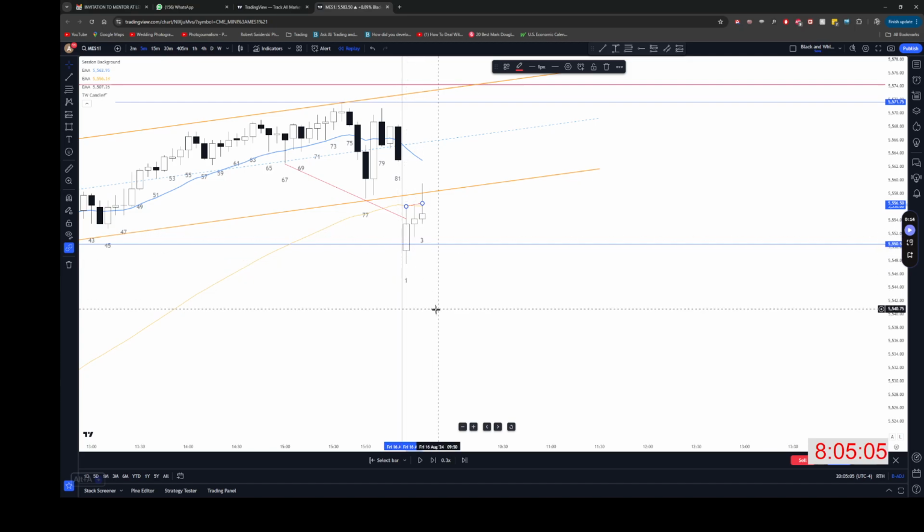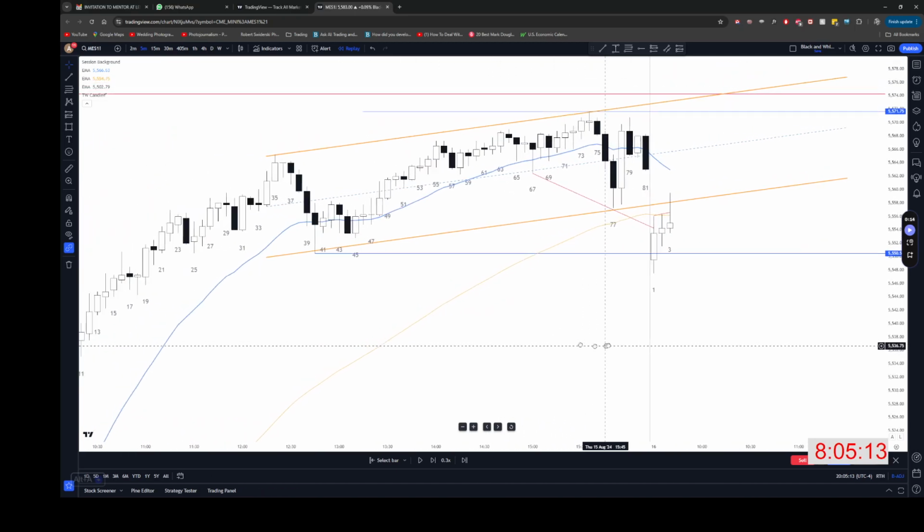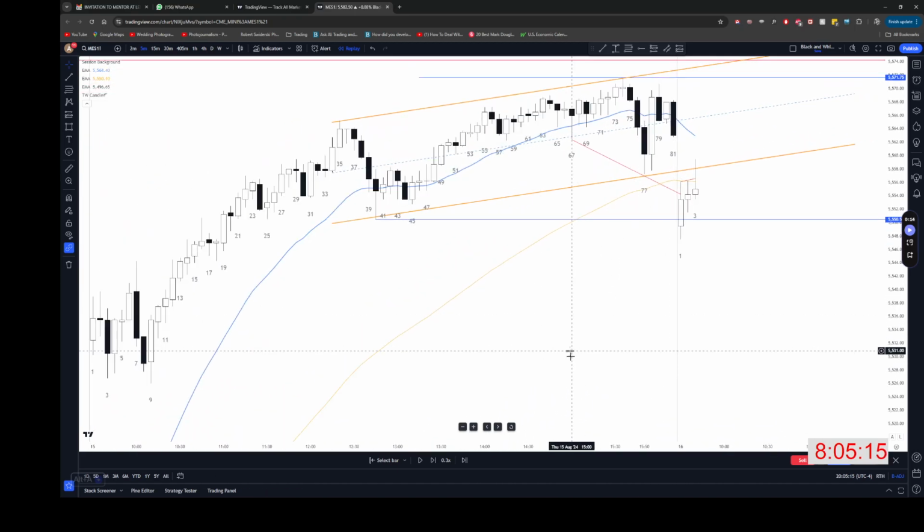It doesn't mean I'm going to let it get hit. I'm just looking at it and giving myself enough room in case I need more information. I'm probably going to trade very small. Normally just probably trade like a quarter of my normal size.